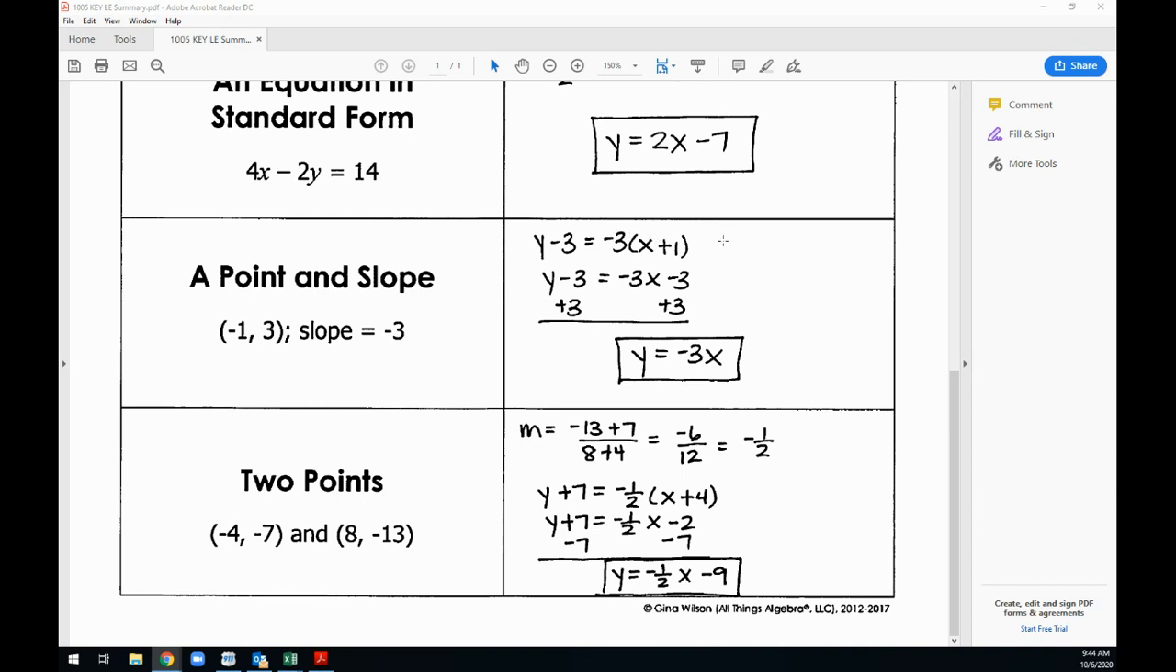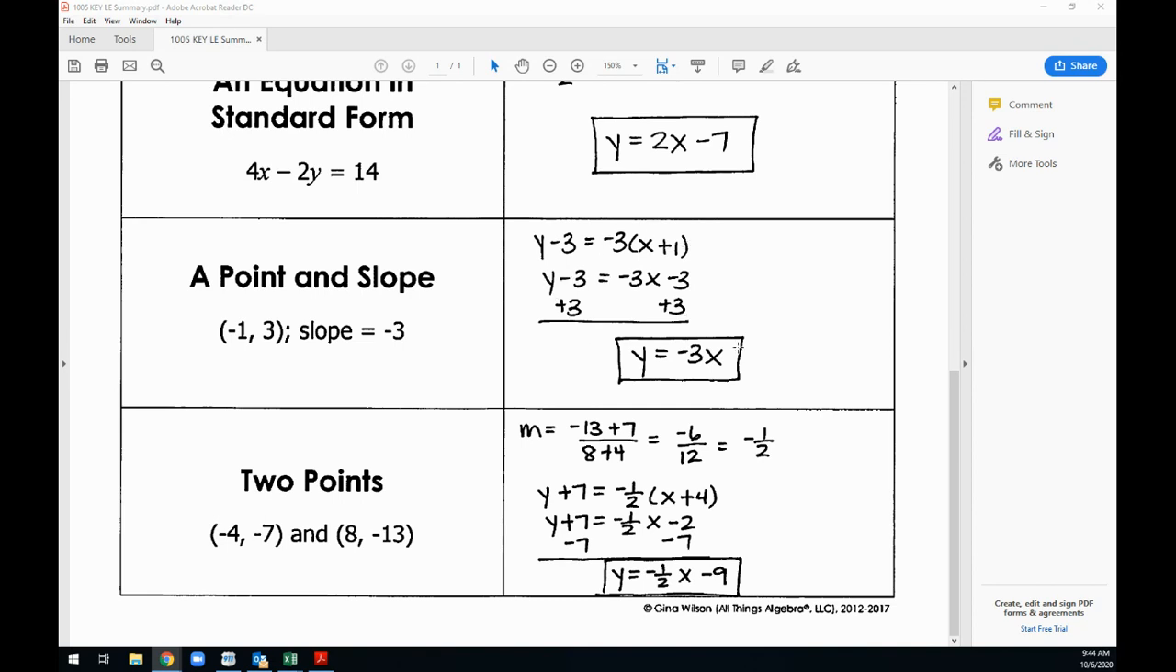And all this point-slope formula really is the formula for slope rearranged. Instead of y minus y over x minus x equals m, we've just multiplied the change in x over to the other side. So we plug in the point here in the x and y positions, and we get y minus 3 equals -3 times x plus 1. We distribute, just do some simple algebra now.